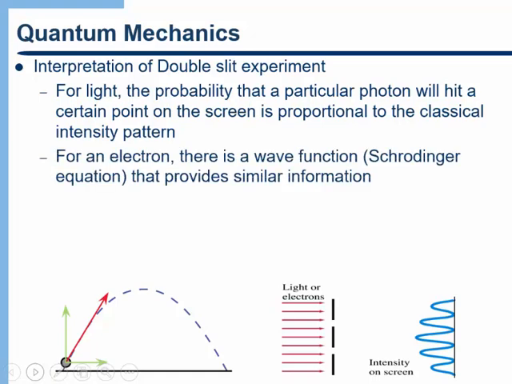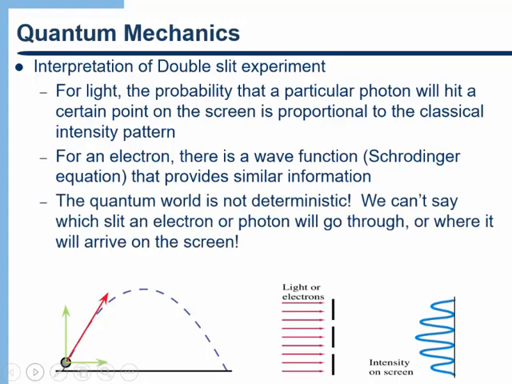Same thing is true for electrons. It turns out that there's something called the Schrödinger equation that allows you to predict where the electrons will go. And some of you, if you've taken more advanced chemistry, may have heard of the Schrödinger equation before. So we can predict where the photons or electrons will go. But the key thing to understand is that we can't predict where a particular photon or electron will go. And that's very different than what we had in the classic world, right?